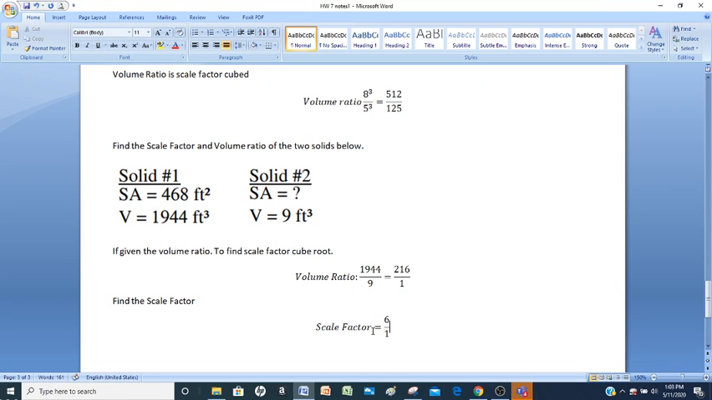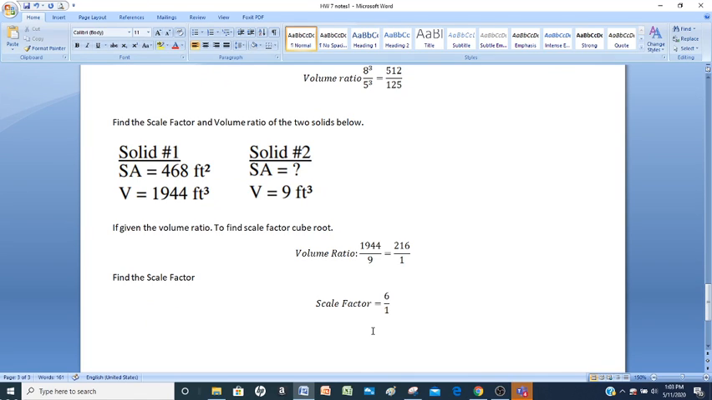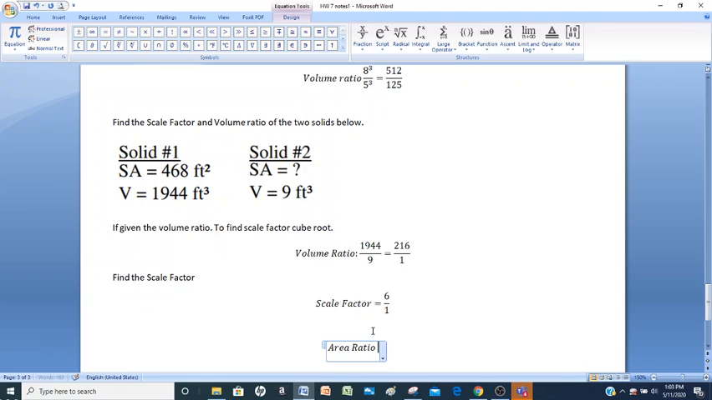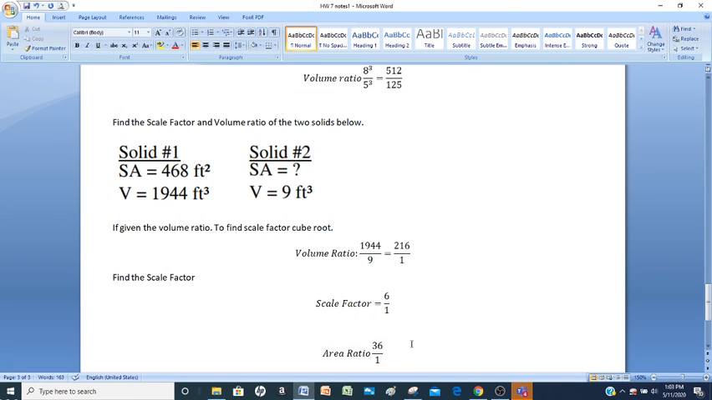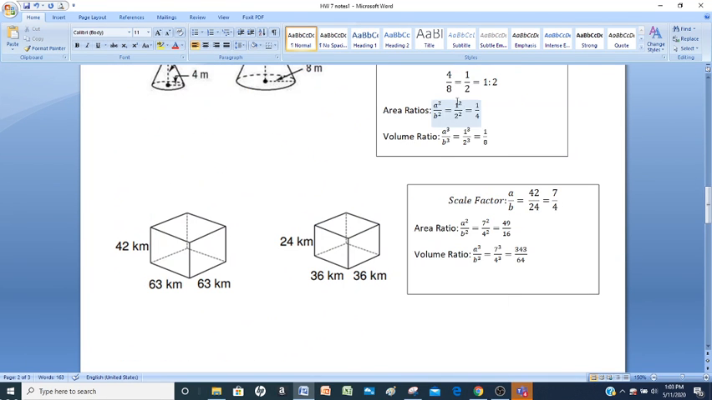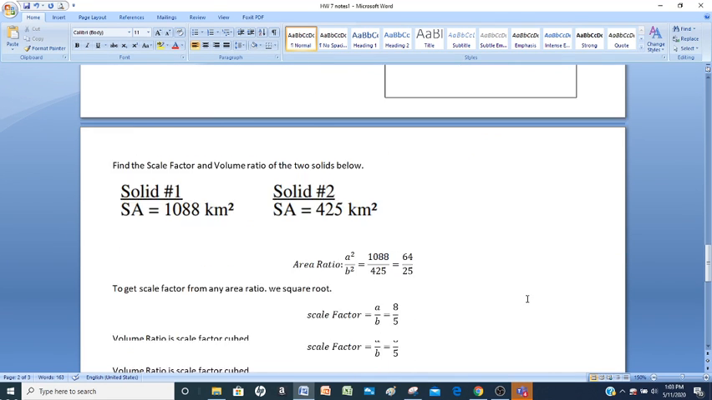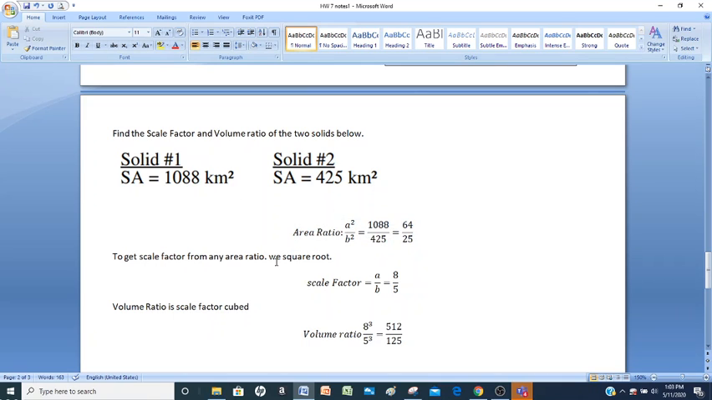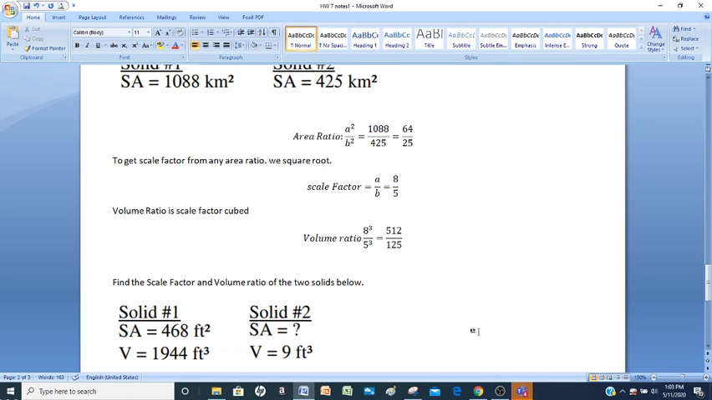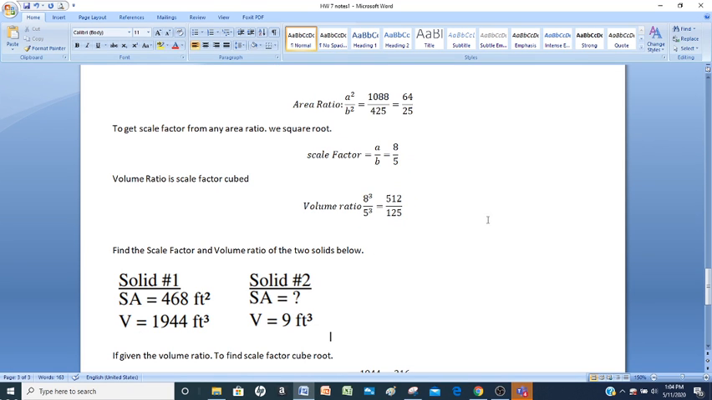Now that I know my scale factor, I can easily find my area ratio because it's just squared. So this would just be 6 squared, which is 36, and 1 squared is just 1. And voila, I am done. Okay, so again, see how if you know your scale factor, square to get area, cube to get volume. If you're given your area ratios, square root first, and then treat it normally. No matter what, guys, if you are not given the scale factor in the beginning, notice how that was always the very first thing I did afterwards. You need your scale factor to find the other ones.